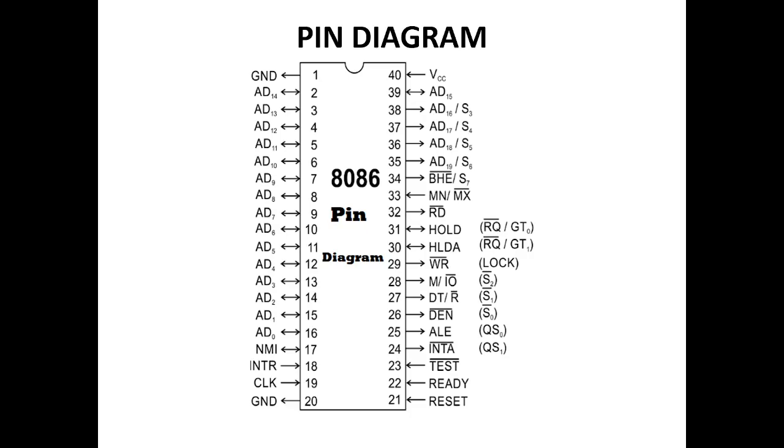The clock generator, the Intel 8284, is used to generate the clock, reset and ready signals for the 8086. A quartz crystal of 15 MHz frequency is connected to the 8284. This is the overall explanation of the 8086 pin diagram. Thank you.